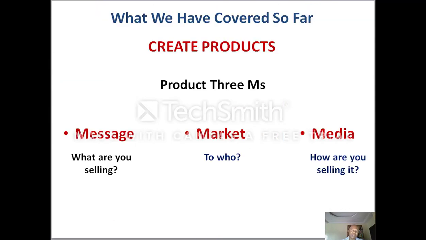In terms of product, we said that you need to create products, because products and clients are two sides of the same coin. If you have products and no customers, then you cannot really sell. And if you have customers and no product, you cannot equally sell. So the product 3 M's: message, what are you selling? Market, who are you selling to? And then media, how are you selling it? Those are the 3 things you need to answer.